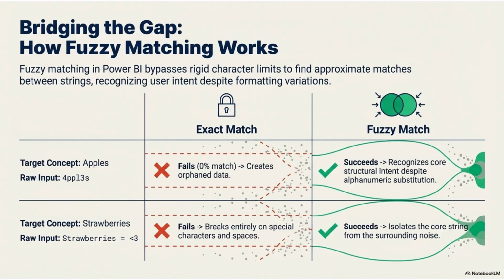Now let's understand why fuzzy matching is important. In real world data, we often face issues like spelling mistakes, different naming formats, missing or extra characters, and abbreviations. For example, Mumbai versus Bombay. Without fuzzy matching, these would be treated as completely different values. This leads to duplicate records, poor analysis, and incorrect insights. Fuzzy matching helps solve this by identifying patterns and similarities.